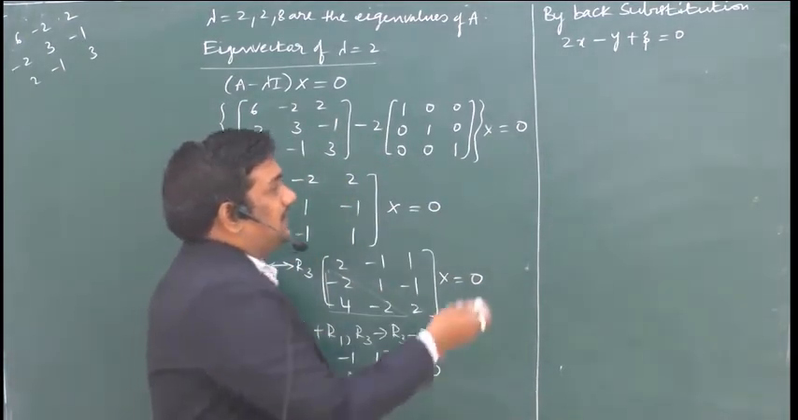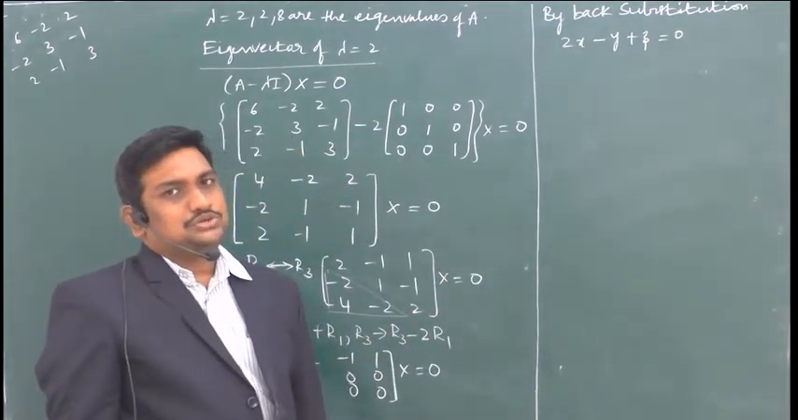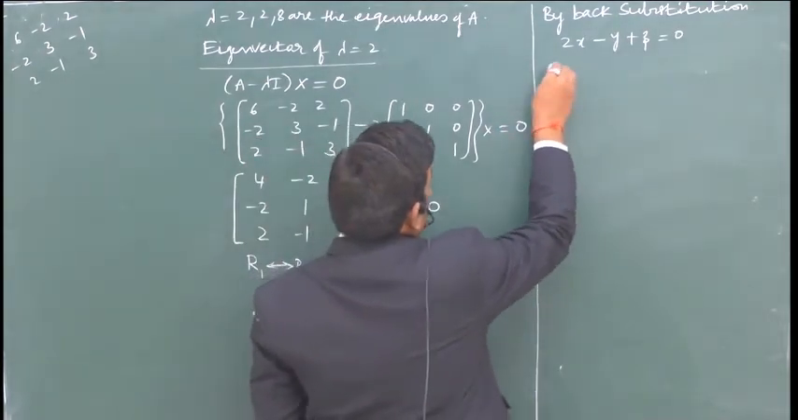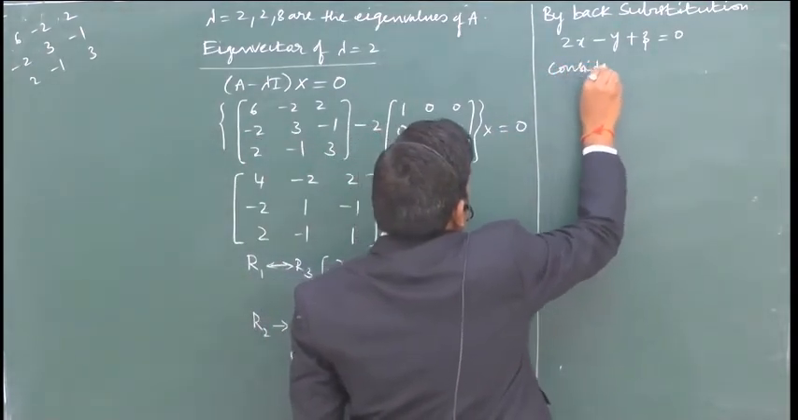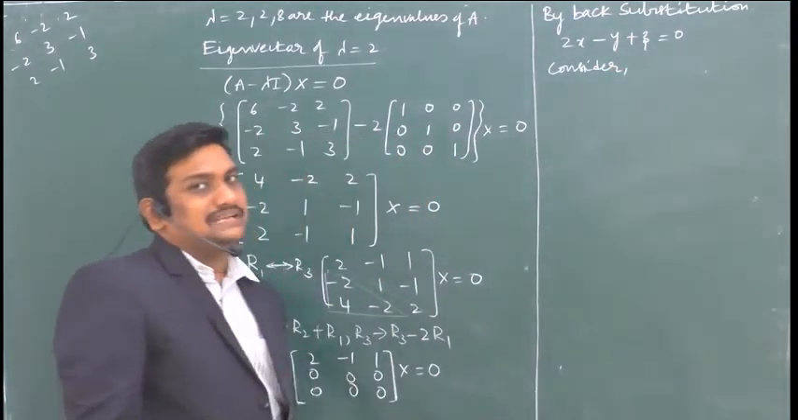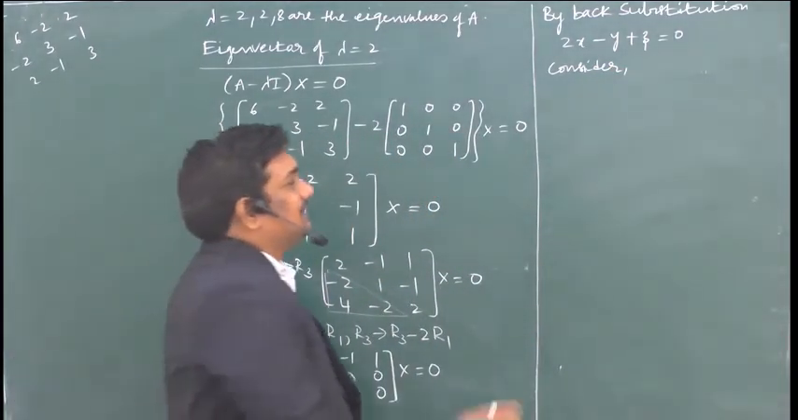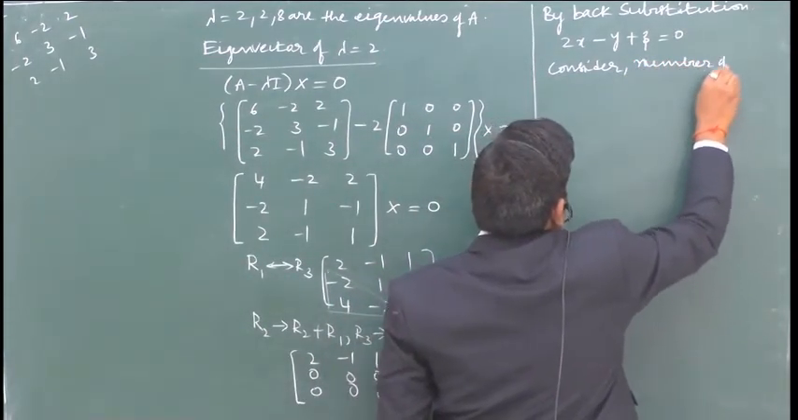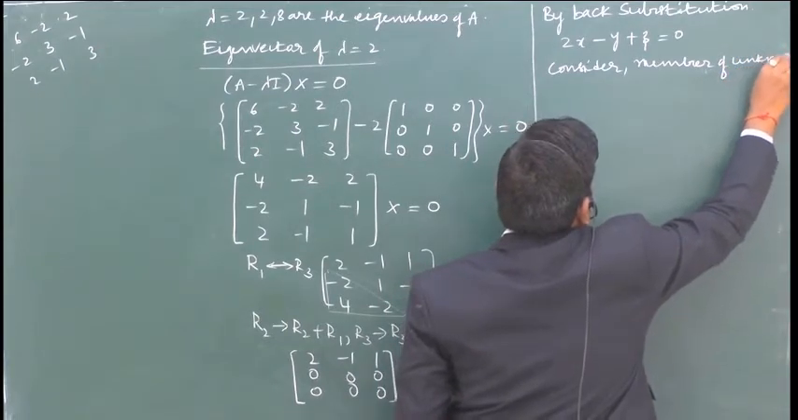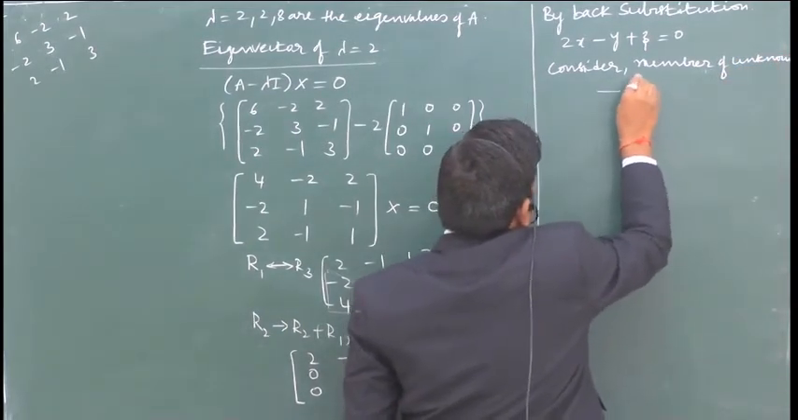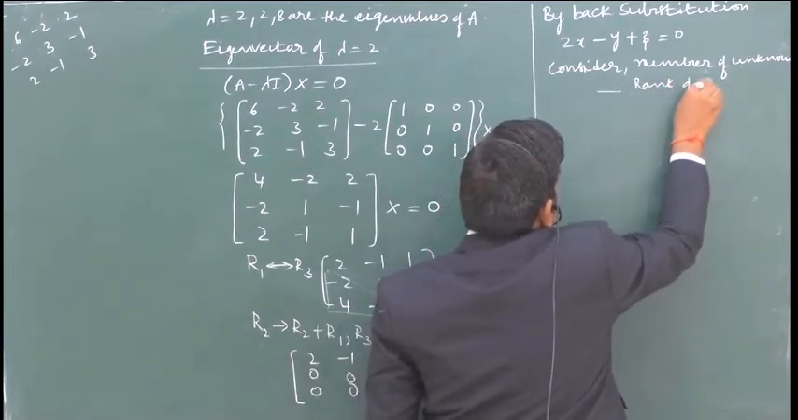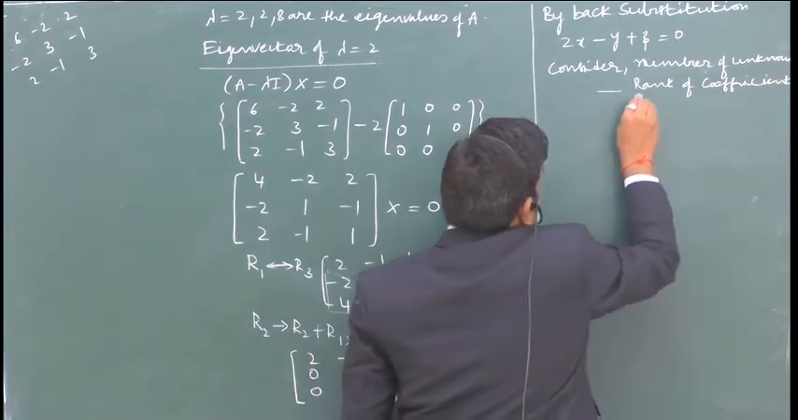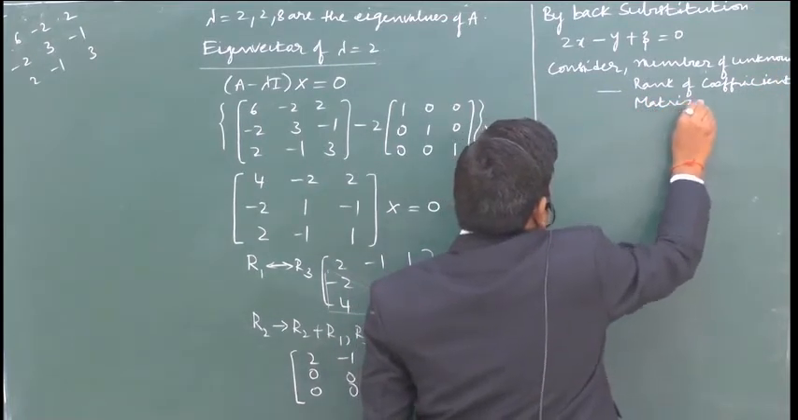Now you need to assume some constants. It will be based on some formula. The formula is, you need to consider the number of unknowns minus the rank of the coefficient matrix, after reducing it into echelon form.